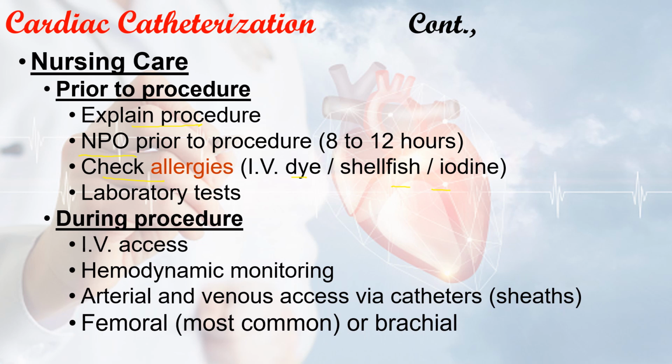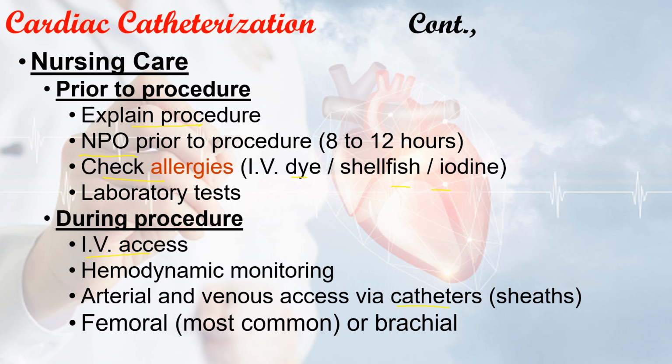Next, during the procedure, what are we supposed to do? During the procedure, the IV access is supposed to be patent, because in between the procedure we can expect any kind of complications or adverse effects. So we need to administer medications, or give therapeutic interventions. So there should be IV lines that are patent. Then hemodynamic monitoring, all kinds of hemodynamic monitoring. Parameters like blood pressure, heart rate and cardiac activity should all be monitored in between the procedure. Then arterial and venous access, that is via catheter.